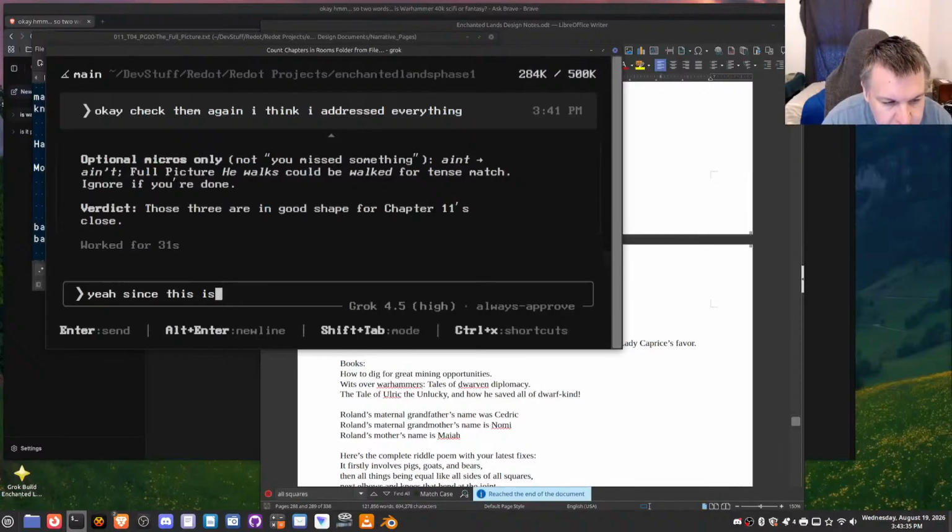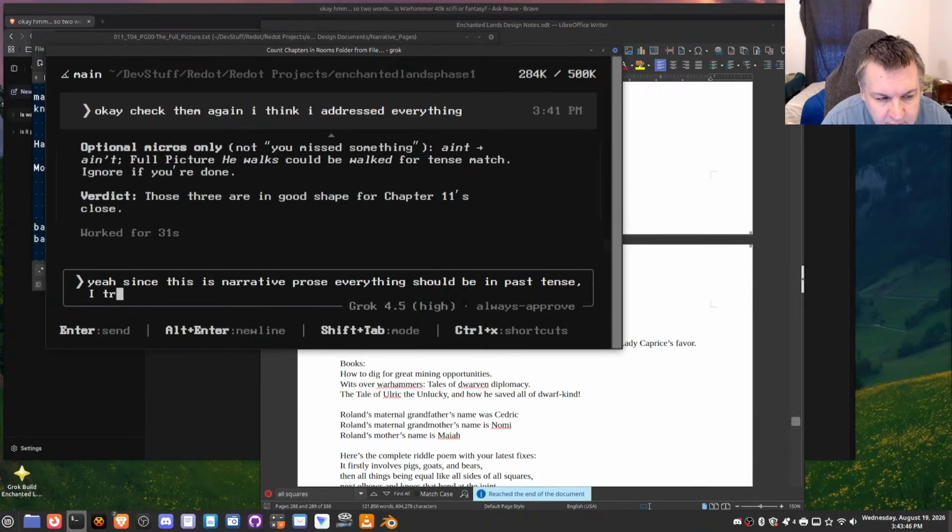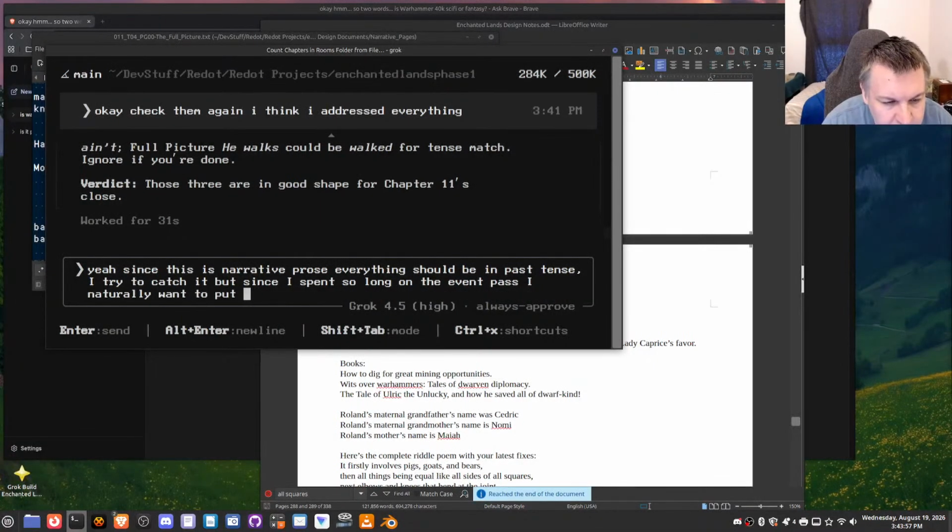Since this is narrative prose, everything should be in past tense. I try to catch it, but since I spent so long on the event past, I naturally want to put it into third person. No, first person. First person. Into present tense.